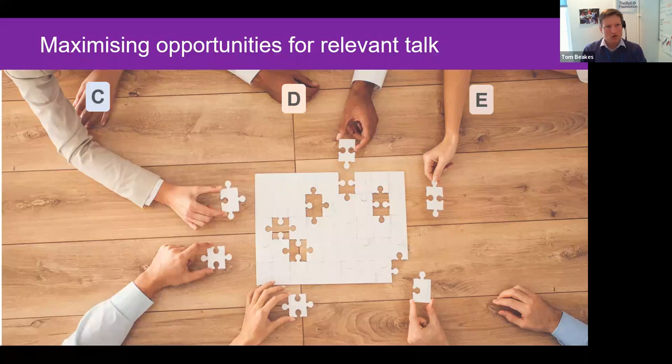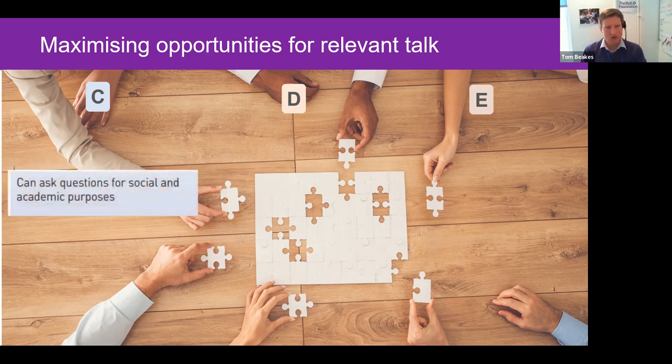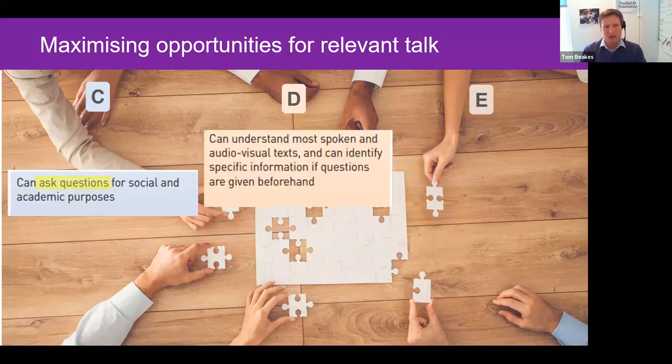and deeply. So I just wanted to draw your attention then to some of the descriptors in the Bell framework that a jigsaw reading activity might help the students to develop. So if you are using this assessment framework, at band C, for example, it's going to help students ask questions for academic purposes. At band D, we're providing opportunities for learners to identify specific information, sorry, to identify specific information and understand when questions are provided beforehand.